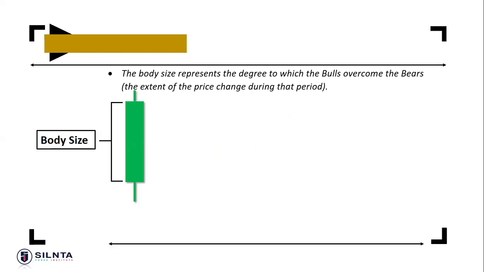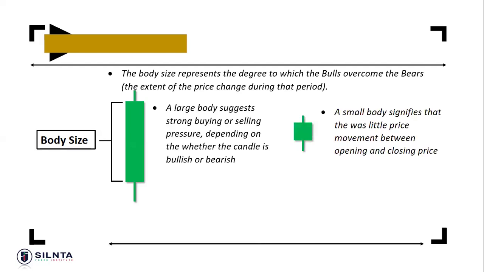And then the body. The body size represents the degree to which the bulls overcome the bears, the extent of the price change during that period. The body, you can also treat it like in real life, like human beings. You know, short people, they are not that intimidating. Sometimes you'll be like, what will that person do to me? That short person, you see. But when it's a giant like a bouncer, you get scared. It's the same with candlesticks. Those ones that are like giants, they intimidate the price. They move the price. We are scared of them. And the short ones, we don't really mind them.